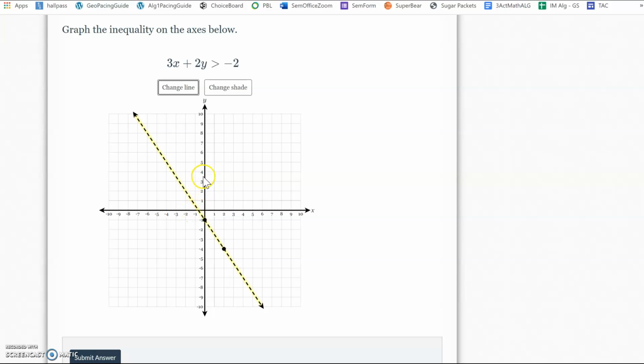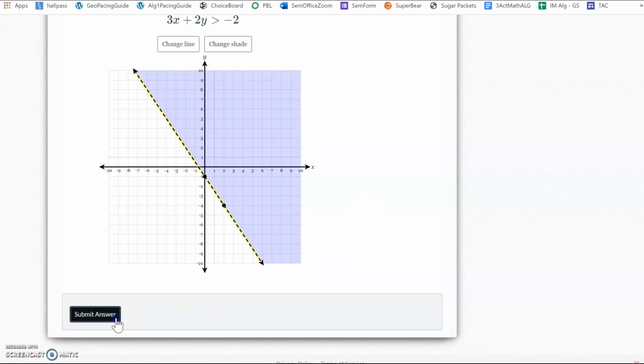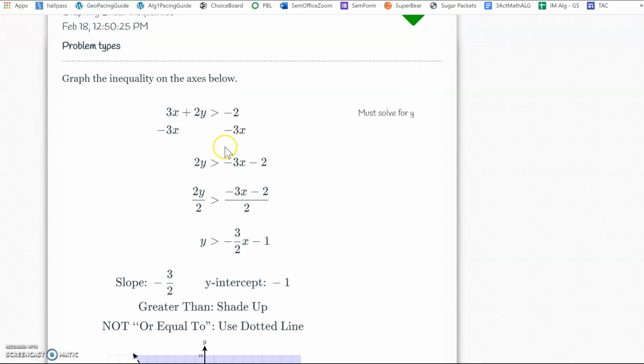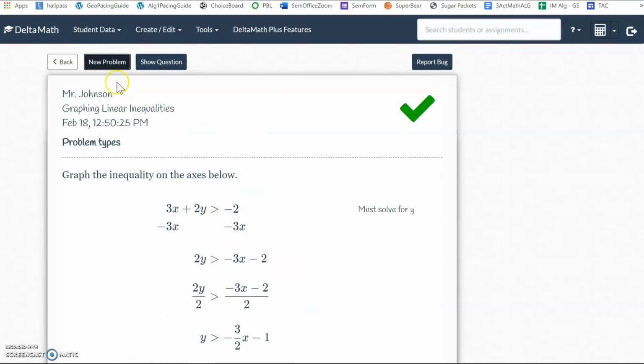So how do I represent that? Well, that's where the shading comes into play. So I want to represent everything greater than or above the line. So I want to shade above the line. Okay? If it was a less than, I would have went below. But since it's greater, I want above it. So anything in this purple region is a part of the solution set. Submit your answer once you've done all those steps. See the check mark. If you need some additional support, you can look back at the help here. Let's go ahead and try another question.